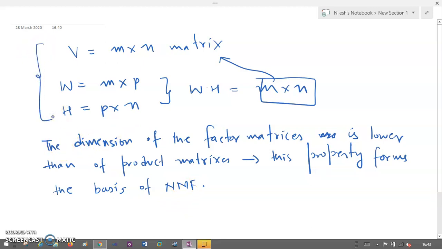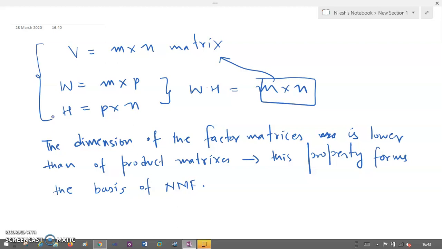so that you can understand that if my V is an M cross N matrix, then it is W cross H, that is the product matrices, which is nothing but the original matrix M cross N. Okay, if you are multiplying that, but the factor that you are getting in the V is significantly lower than the dimension that you are having in the product matrices. I hope you are getting it.